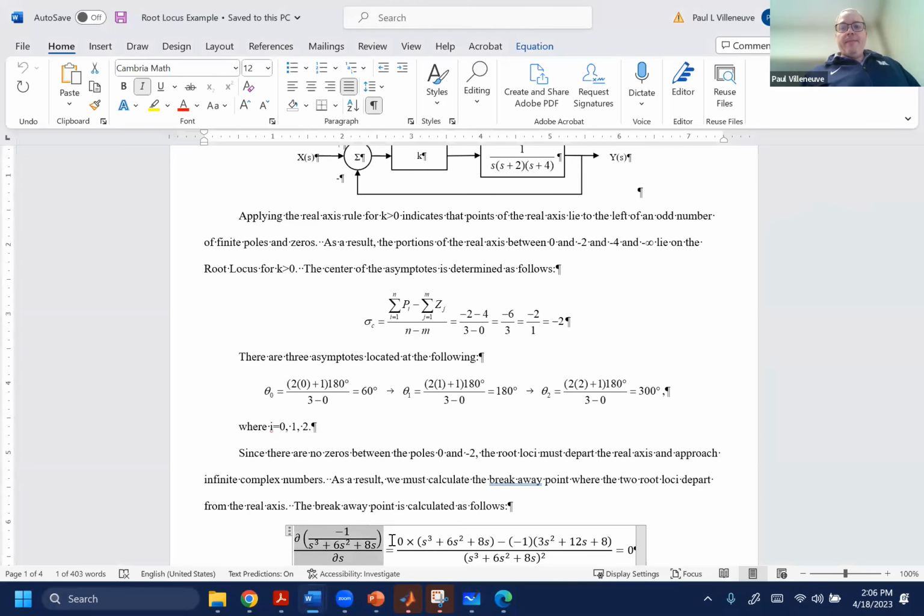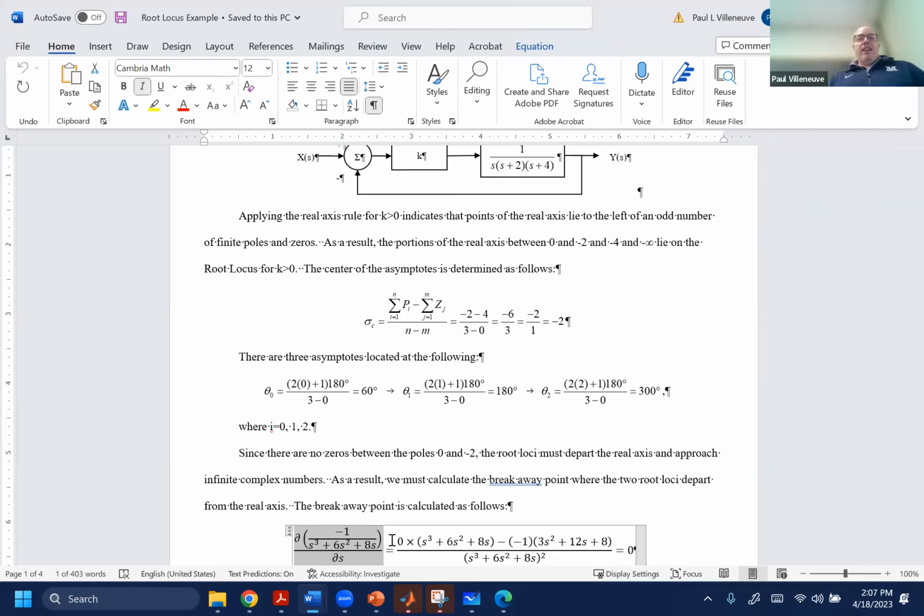All right. So I'll calculate my thetas and my sigmas. So I know that I have to calculate my centroids. That's the sum of the poles minus the sum of the zeros divided by the order of the denominator minus the order of the numerator. So where those points leave is -2.